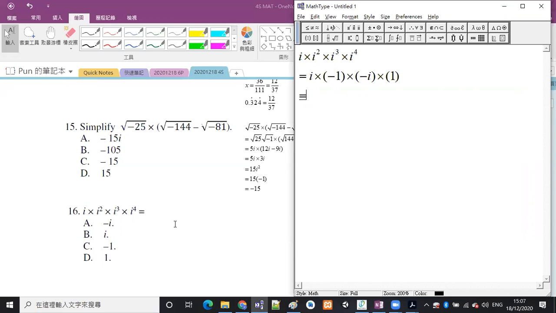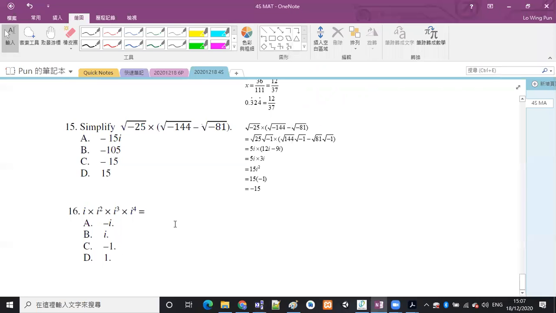And then you just multiply the numbers together. Double negative becomes positive, and we have just 1. And the i times i is i squared. But i squared will be changed back to -1. So it's just -1. So the answer is option C.